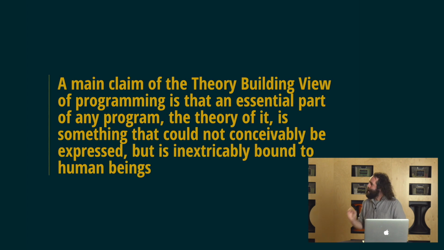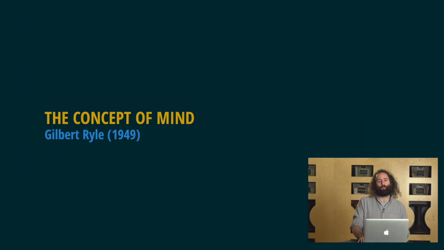He says, a main claim of the theory-building view of programming is that an essential part of any program, the theory of it, is something that could not conceivably be expressed, but it is inextricably bound to human beings. When we think of theories, we just think of a list of laws. Like Newton's laws are Newton's theory. But Naur here has a very different notion of theory. And he's taken this notion of theory from a philosopher, Gilbert Ryle.